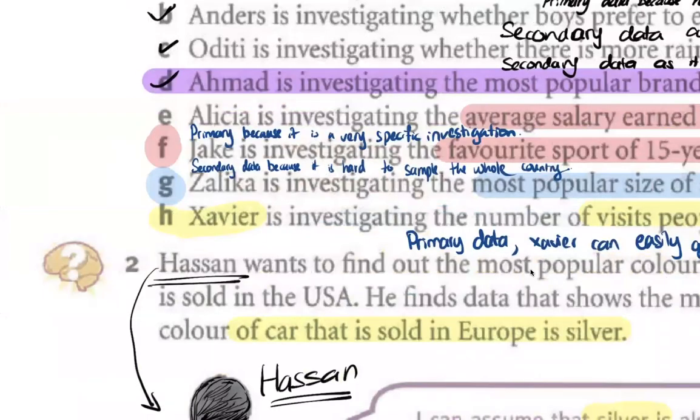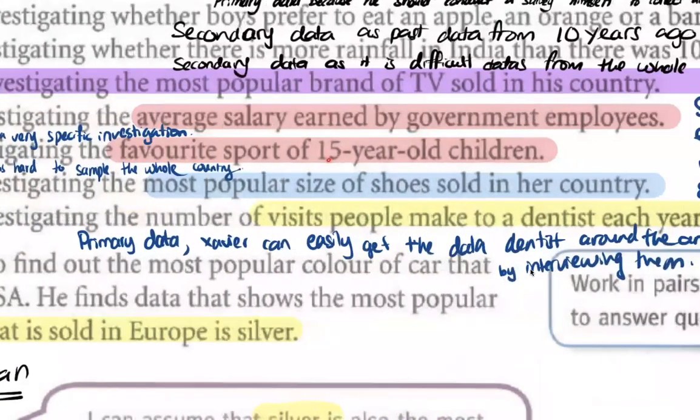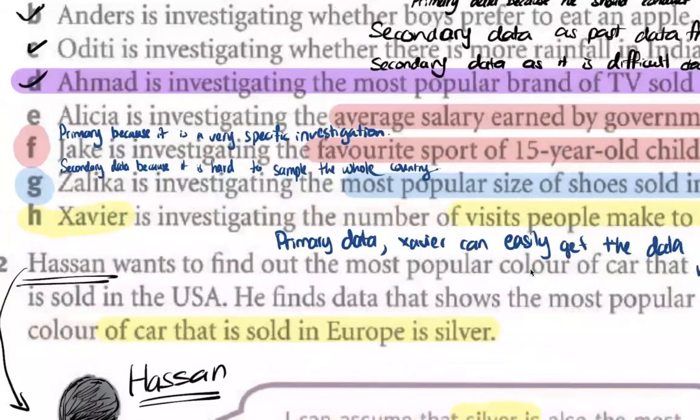Okay, the next one is Jake is investigating the favorite sports of 15-year-old children. So you can use primary data as long as you ask them and make sure that they are 15 years old, then you can actually get a very, very specific answer.